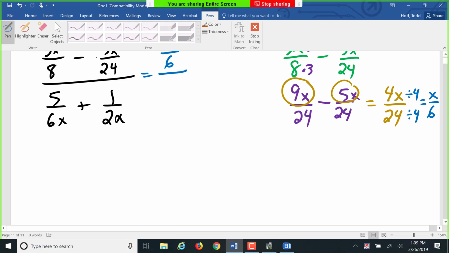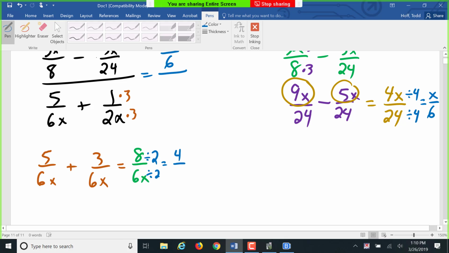We have 6x and 2x for denominators. What's my common denominator going to be? 6x. So the 5 over 6x doesn't change. 1 over 2x we have to multiply by 3 again. So 1 times 3 is 3. 2x times 3 is 6x. So once again, we combine the numerators. 5 plus 3 is 8, and we keep the name, 6x. Of course, both of those can be reduced by 2. Good. 8 divided by 2? 4. And 6x divided by 2? 3x.